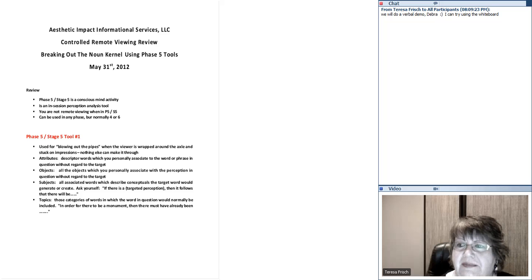Gail, go ahead. Lynn, you said that this first phase 5 tool is not to be used with stray cats. So when you decide you need to use it to blow out the pipes, how do you choose the word that you're going to use this tool on? Randomly. Mainly all you're trying to do is get out of the session. So you just pick a word, and whatever word you pick should be in one of the perception columns, not in the stray cat column. Okay, so a perception you've already had in the session?